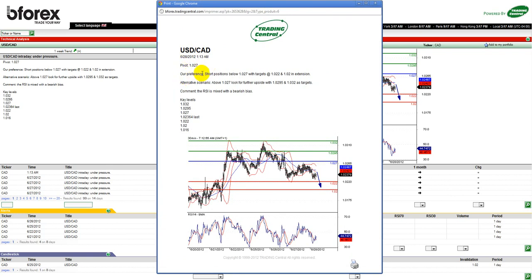Our preference, short position, again on the sell section. Below the stop loss, which is 1.027, which is the blue line, with targets. What are targets? Targets are take profits of the two red lines. All right. Whenever you're putting a rate of the take profit, make sure that it's between the two red lines.